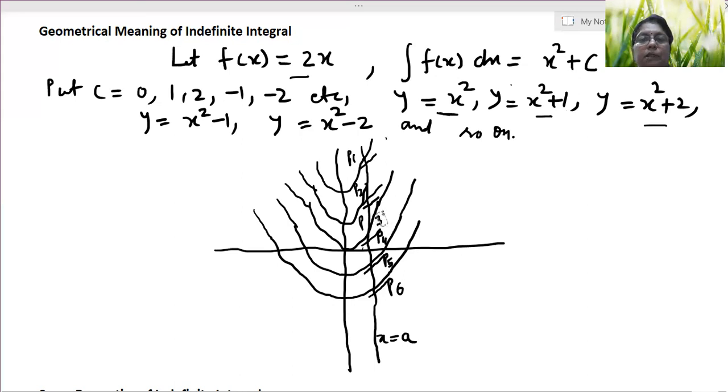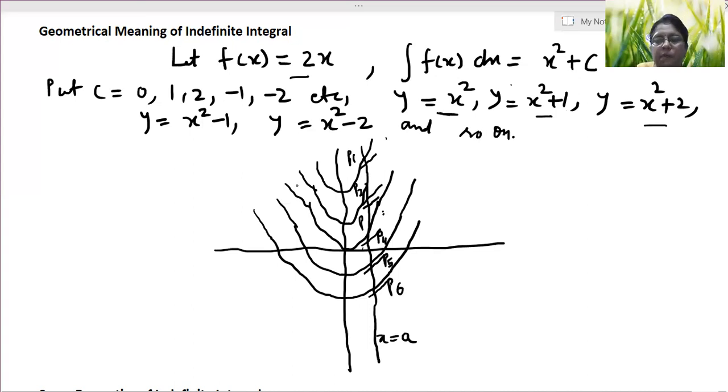ये नहीं है point. So we are having only 5 points P1, P2, P4, P5, P6. At all these points you can draw the tangents, and the tangents drawn at those points are parallel to each other. So y is equal to x square plus c gives a family of curves, a family of parabolas which are parallel to each other.